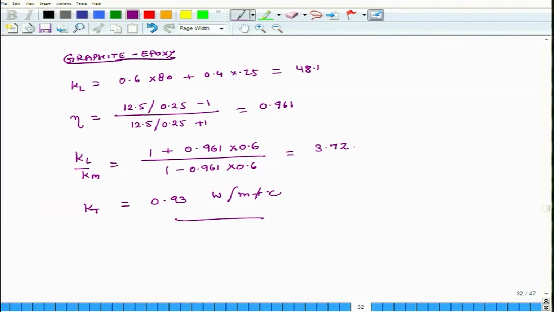So, what do we see? That for fibers which have different conductivities in different directions, we have to use the appropriate value of the conductivity in the correct direction. So, this should be KT over Km.